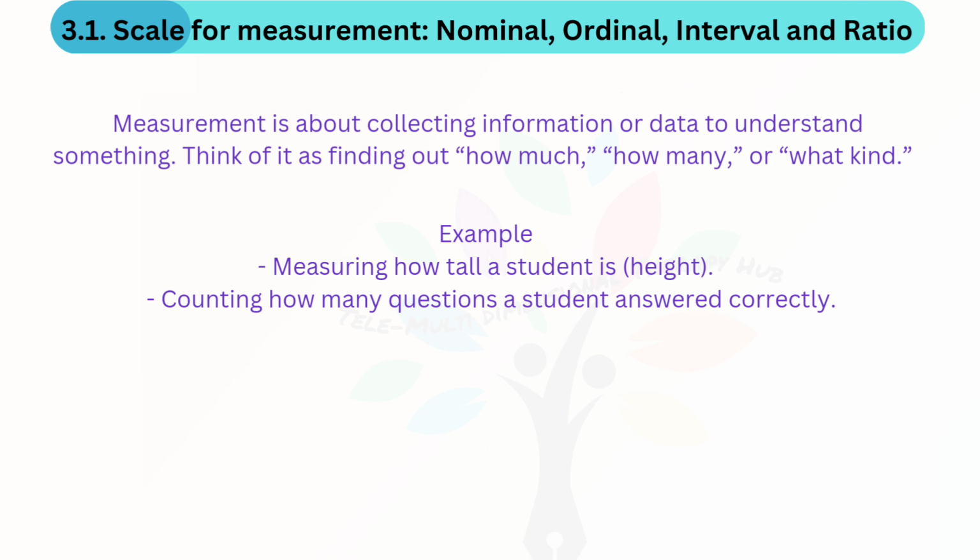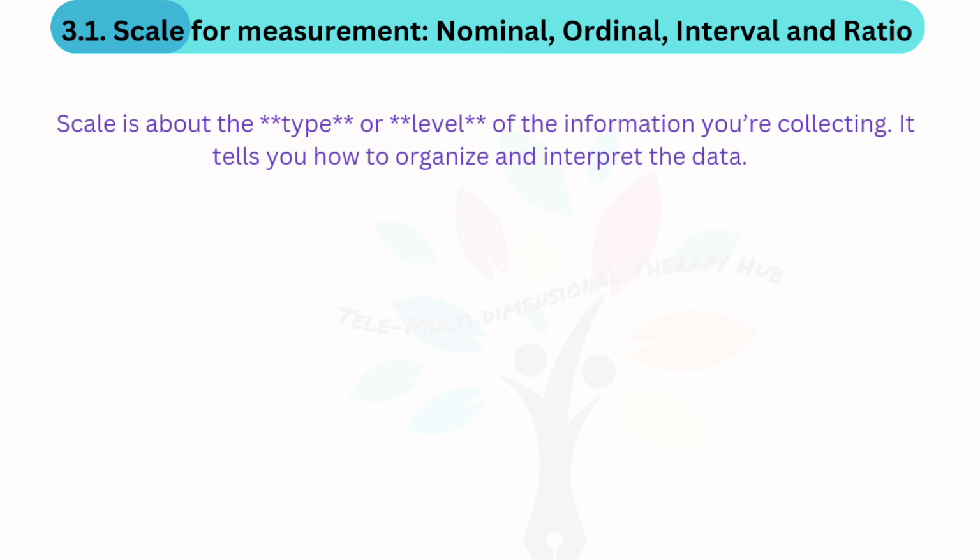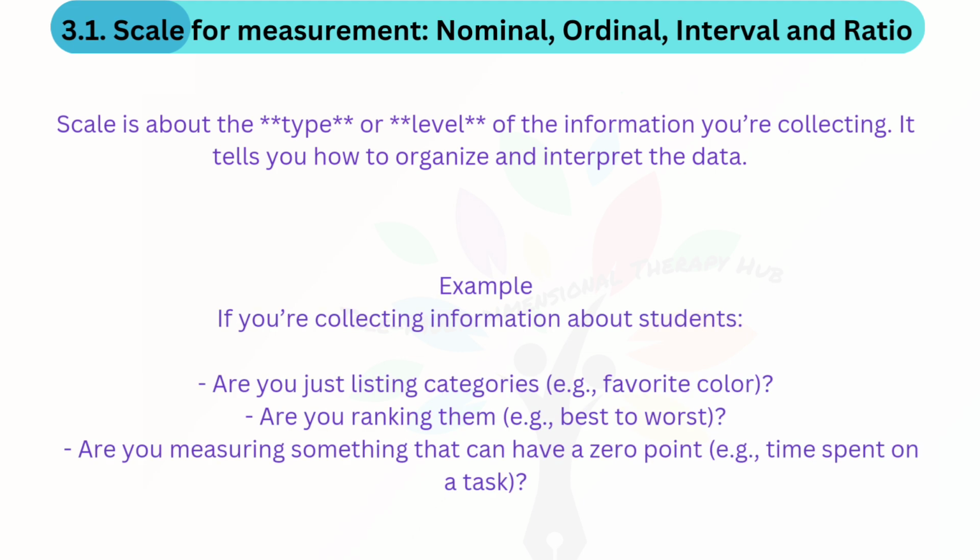Next, what is scale? Scale is about a type or label of the information you are collecting. It tells you how to organize and interpret the data. For example, if you are collecting information about students, you are just listing categories, for example favorite food or colors, or are you ranking them like best to worst? It can be that you are ranking them best to worst, or just measuring something that has a 0 point, for example time spent or time on task. So these are all examples.